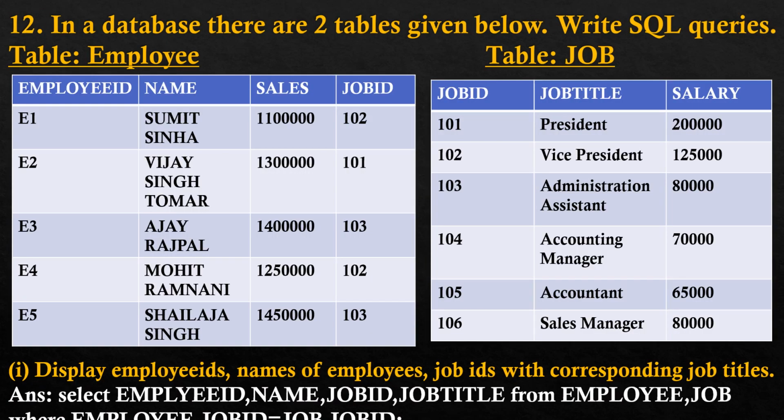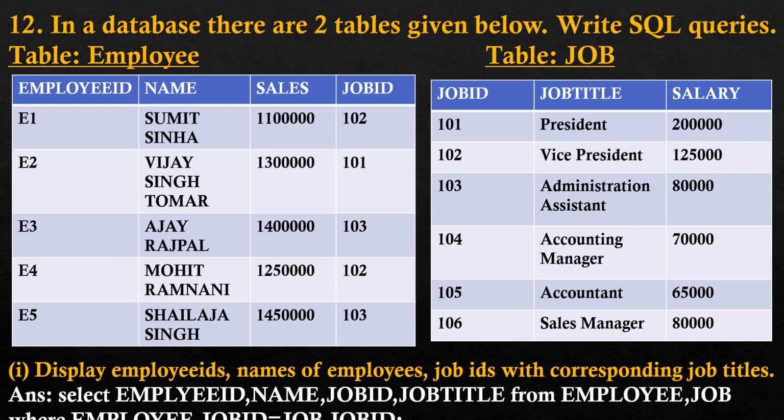Now in a database, there are 2 tables given below. Write SQL queries. There are 2 tables, employee table and job table. Employee table is having employee ID, name, sales and job ID. And job table is having job ID, job title and salary. Now the first question is to display employee IDs, names of employees and job IDs with corresponding job titles.